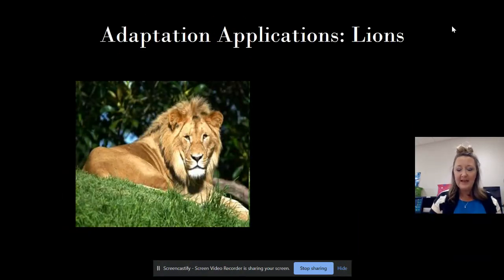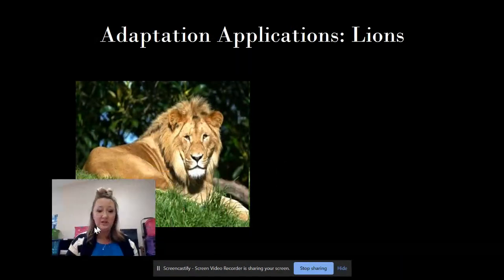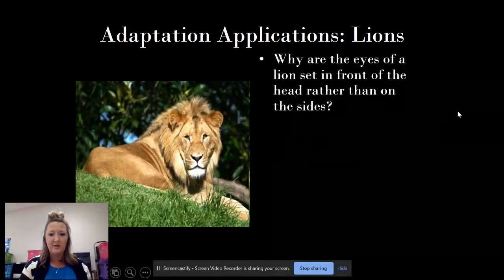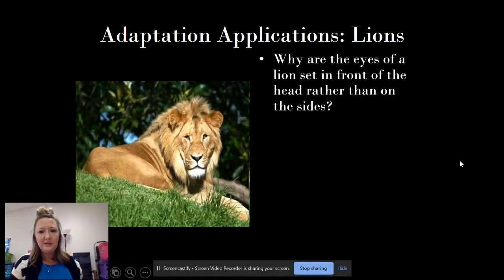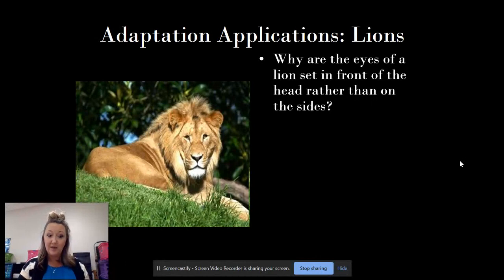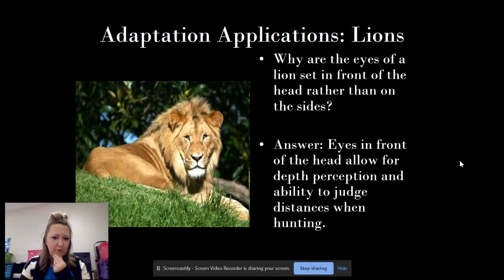So if we are looking at some application of what we've been talking about, let's talk about how lions are specially adapted. Why do you think that the eyes of a lion are set in the front of their head rather than on the sides like a bunny? A bunny has eyes that are on the sides, right? But lions, like us, have eyes that are in the front of their face. Why do you think that's so? Think about what a lion needs to do to get food, right?